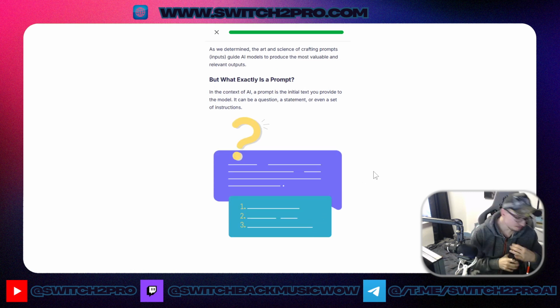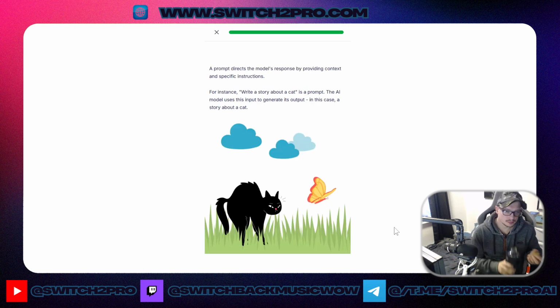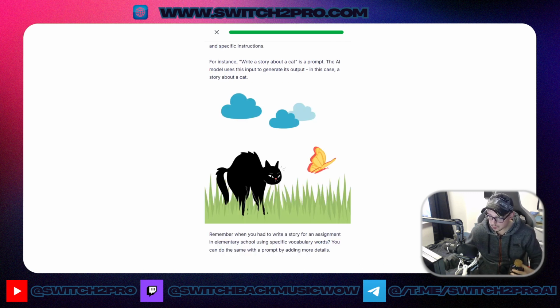In the context of AI, a prompt is the initial text you provide to the model. It can be a question, a statement, or even a set of instructions. A prompt directs the model's response by providing context and specific instructions. For instance, write a story about a cat is a prompt. The AI model uses this input to generate its output. In this case, a story about a cat. Remember when you had to write a story for an assignment in elementary school using specific vocabulary words? You can do the same with a prompt by adding more details. Now it's time to put your knowledge into practice. You can start applying what you've learned or skip for now.